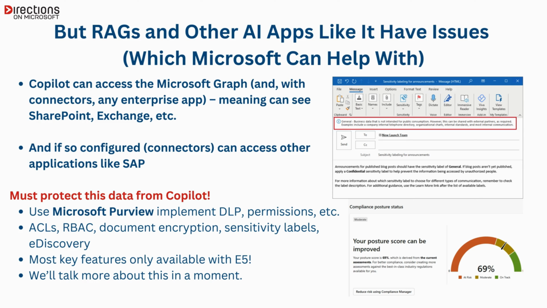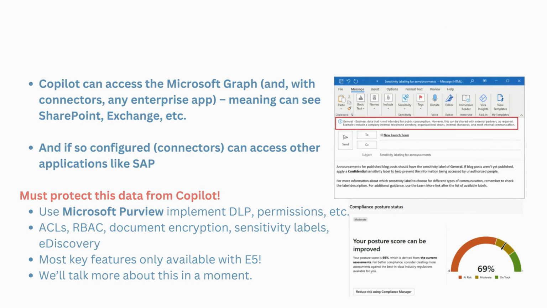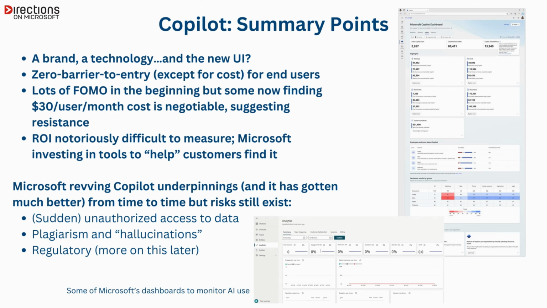All of which means that we have to protect this data from Copilot. We have to make sure that we've implemented the right ACLs and permissions and encryption and sensitivity labels and e-discovery so that any given individual can only see content that he or she is authorized to see. And we'll talk about the tool that we use to do that, called Microsoft Purview, in a moment, but suffice it to say for now, most of those key features that we need in enterprises are only available with E5, the most expensive tier.